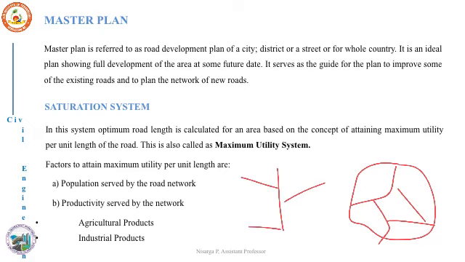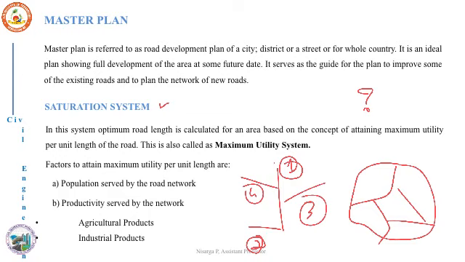So now what we have to do is, first any one road will be taken up for the implementation. Then the other road work can be constructed subsequently. Which has to be taken first and which has to be taken second, that prioritization can be done with the help of the saturation system. In the saturation system, the optimum road length is calculated for all the alternatives that are in our hand for an area. It is based upon the concept of attaining the maximum utility per unit length of the road. So this is the reason we can also call this a maximum utility system.